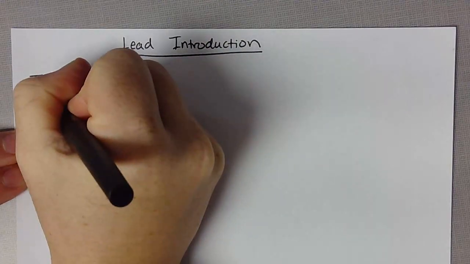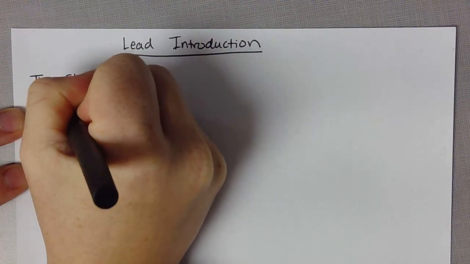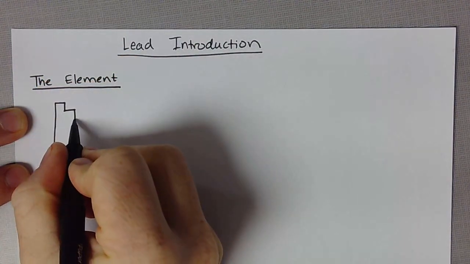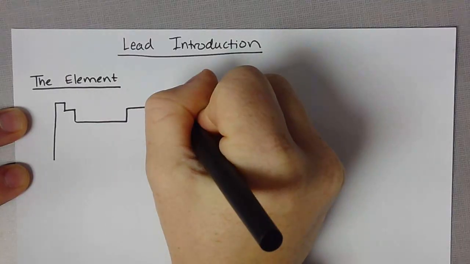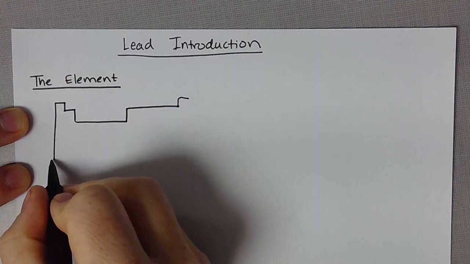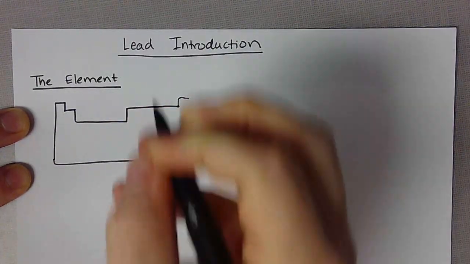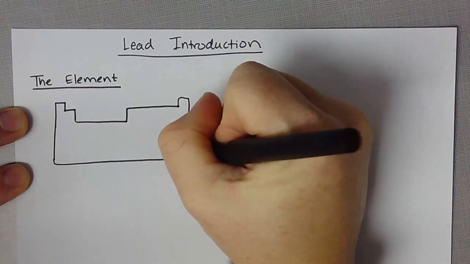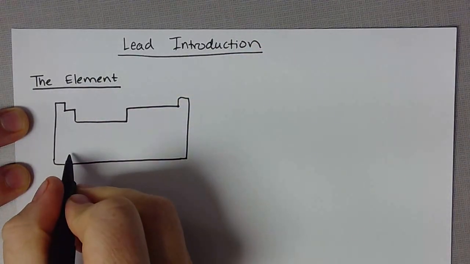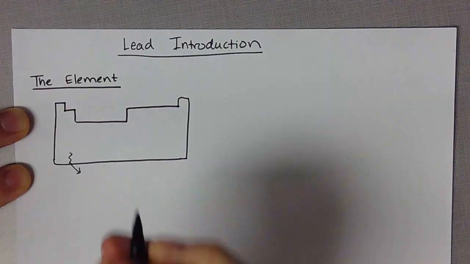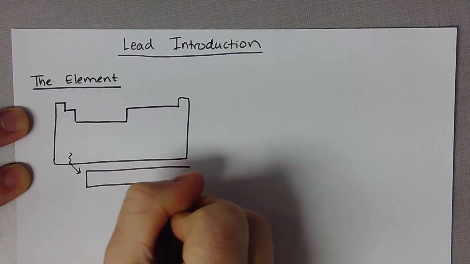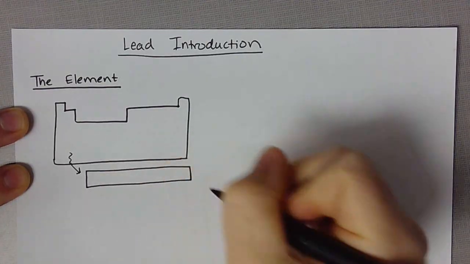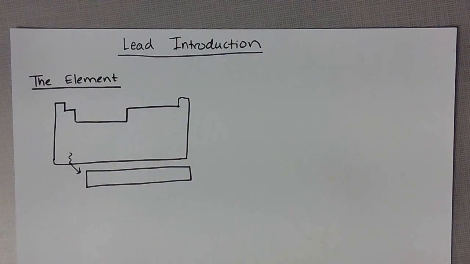So if we go ahead and draw a periodic table, and we're going to draw the full table. So we're going to draw the bottom two rows as well. This periodic table can be split up into three different categories.